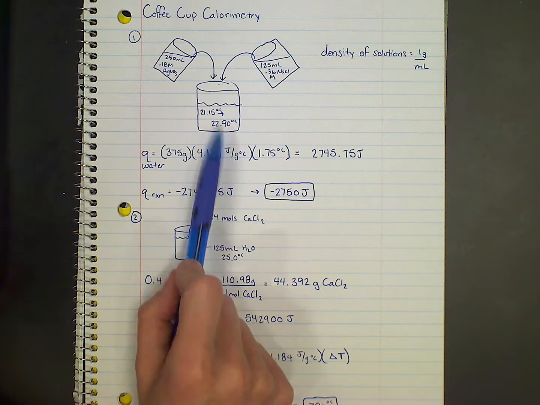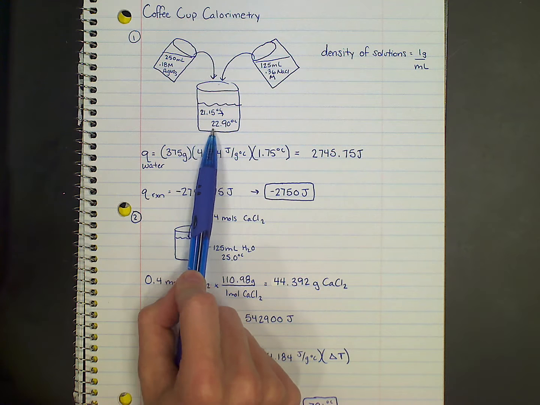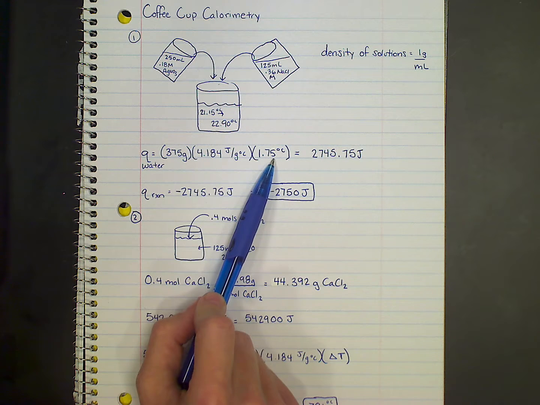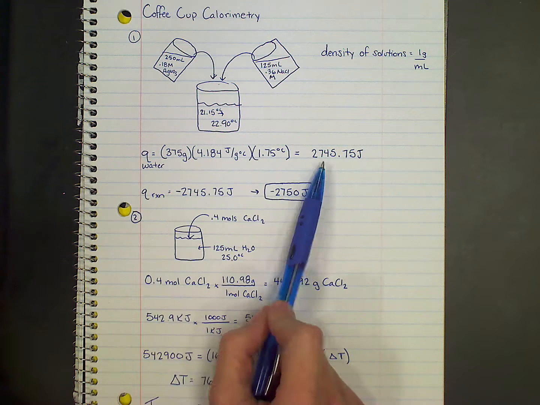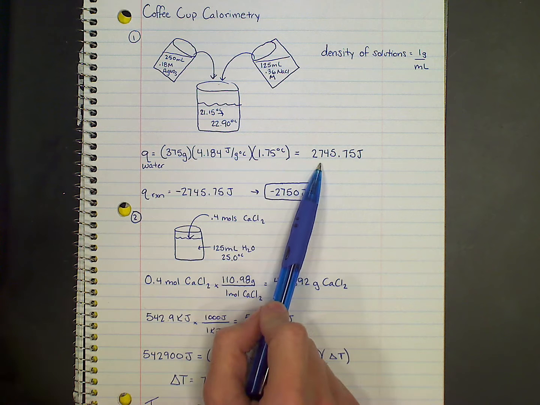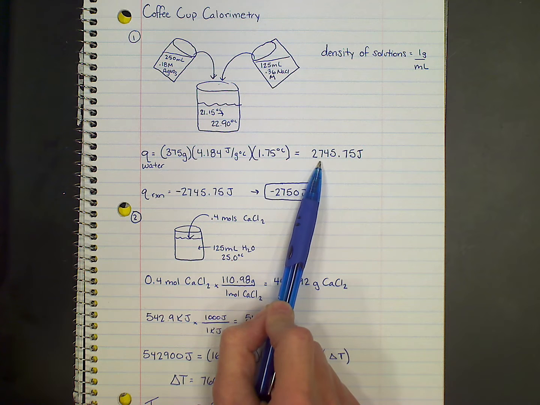Okay, and then our water changed from 21.15 to 22.9. That's a 1.75 degree change in temperature. Okay, so plugging all this in, what this is telling us is the energy absorbed by the water when the reaction occurred. Okay, so to raise the temperature this much, the water must have absorbed this much heat. Okay, that's what this information is telling us.